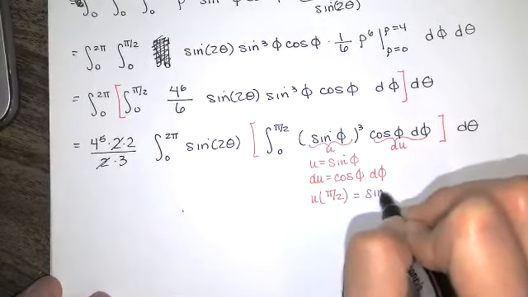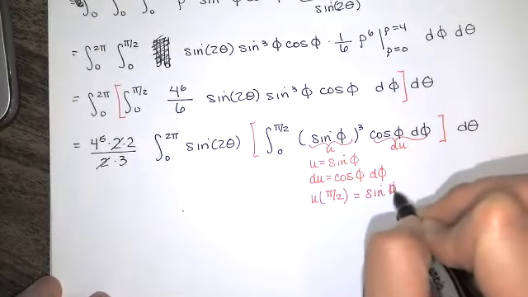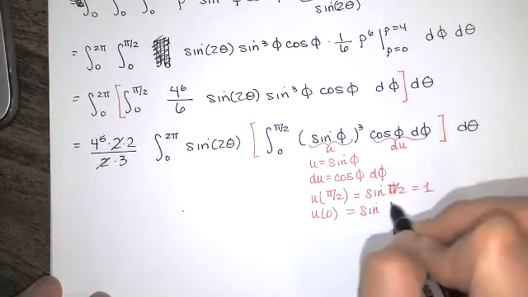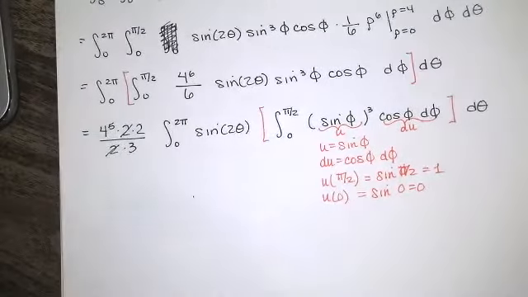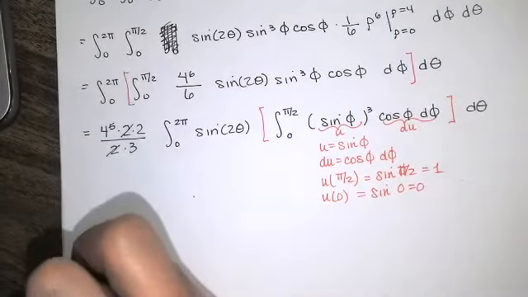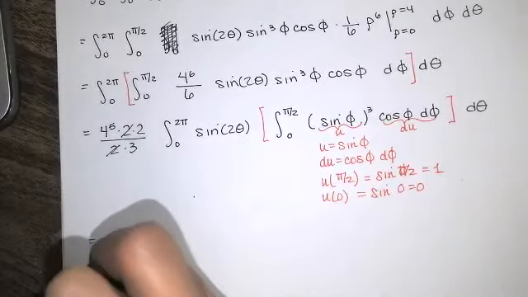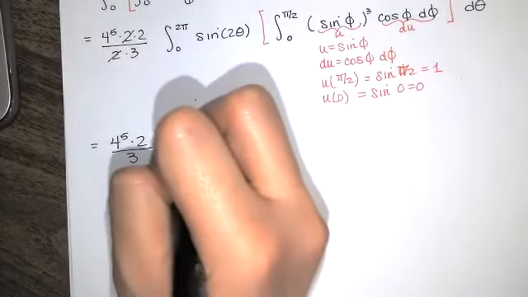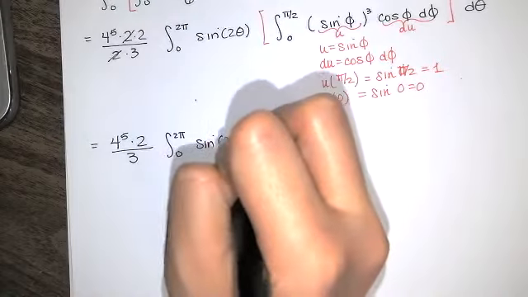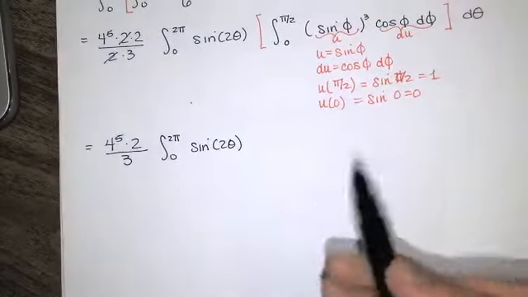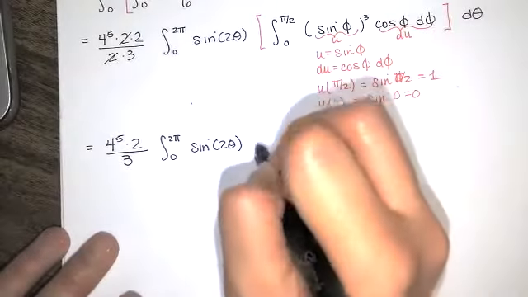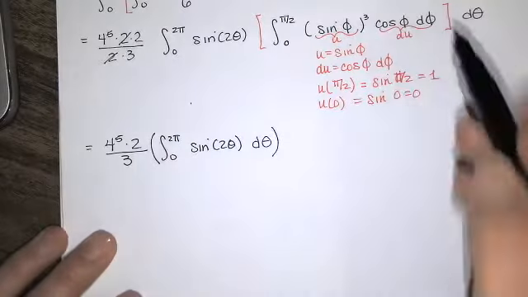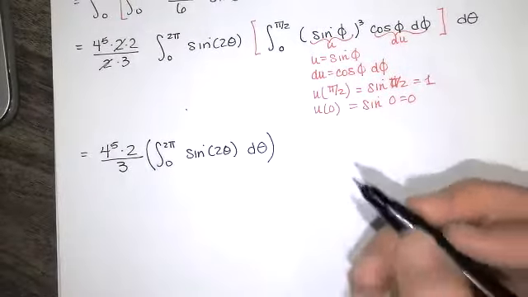When phi equals pi over 2, u is sine of pi over 2, which is 1. And when phi equals 0, u is sine of 0, which is 0. This is very nice, very easy. We've got 4 to the 5th times 2 over 3 times the integral from 0 to 2 pi of sine of 2 theta. And since this doesn't depend on theta at all, I could just factor that out. This is just going to be a constant with respect to theta. Let's evaluate that integral separately.